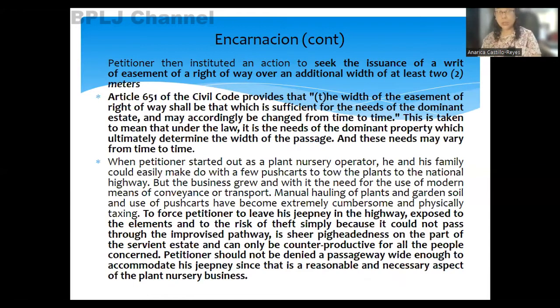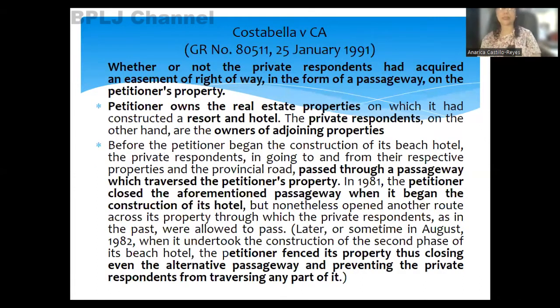To force the petitioner to leave his jeepney in the highway, exposed to the elements and to the risk of theft, simply because it could not pass through the pathway is sheer pigheadedness on the part of the servient estate and can only be counterproductive for all the people concerned. Petitioner should not be denied a passageway wide enough to accommodate his jeepney, since that is a reasonable and necessary aspect of a planned nursery business.